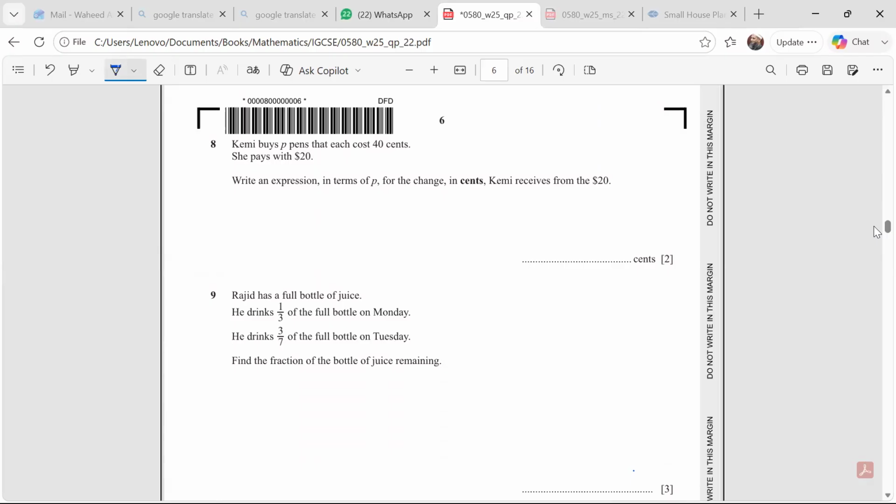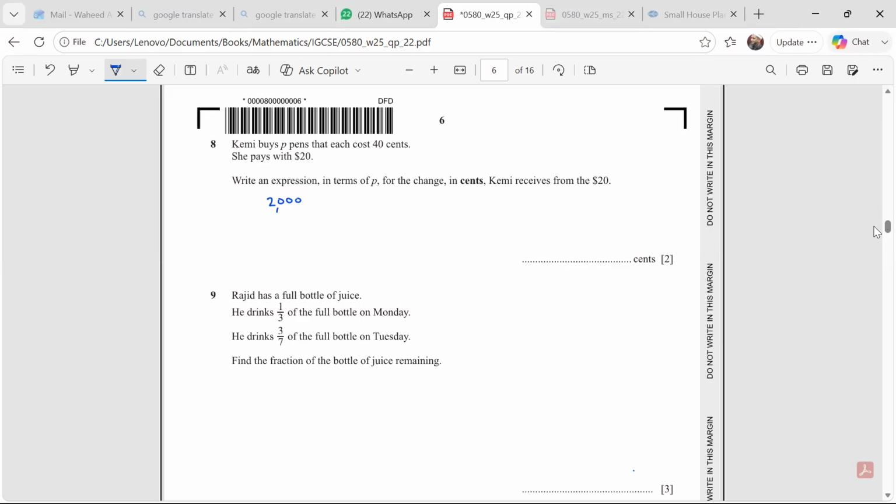Okay, so the question is, Kemi buys P pens that each cost 40 cents. She pays with $20. Write an expression in terms of P for the change in cents she receives from the $20. Okay, it's pretty simple. So we will work with cents. $20 means how many cents? 20 times 100, so 2000 cents, right?